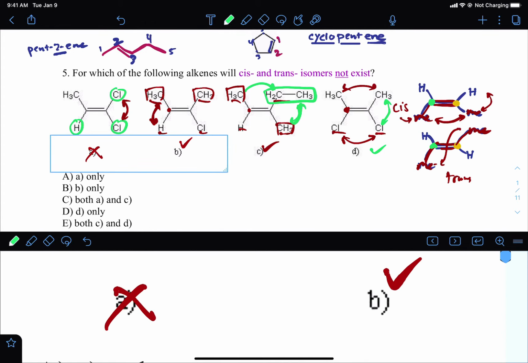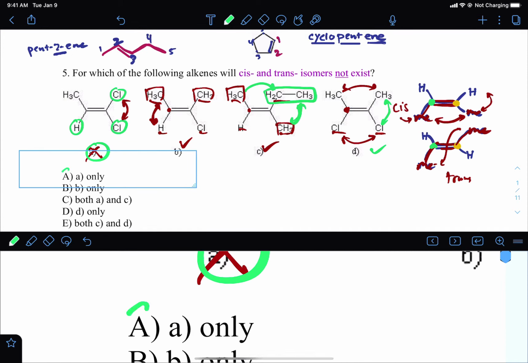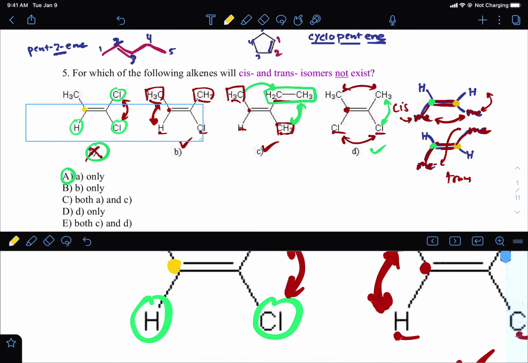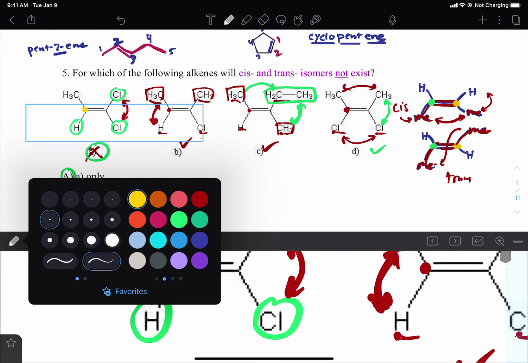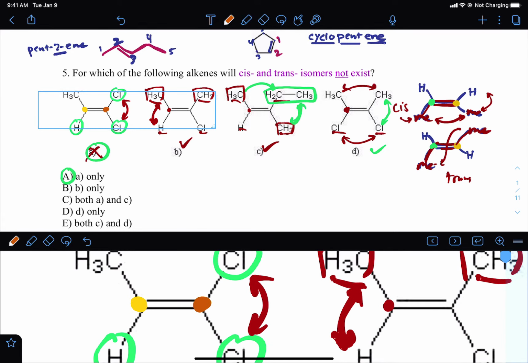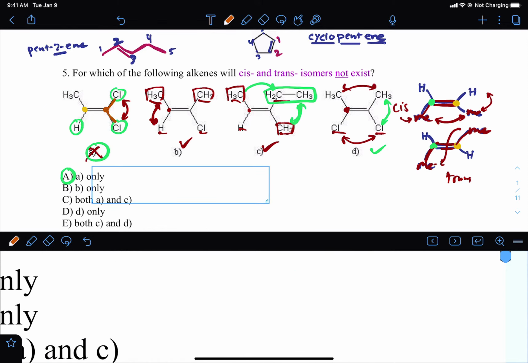So A is the only one here that does not have cis-trans isomerism. A only. So again, if you are looking at each carbon that's involved in the double bond, that carbon cannot have identical groups on it. Or I mean, it can, but then it just doesn't have cis and trans isomerism. Okay, I think that's clear.